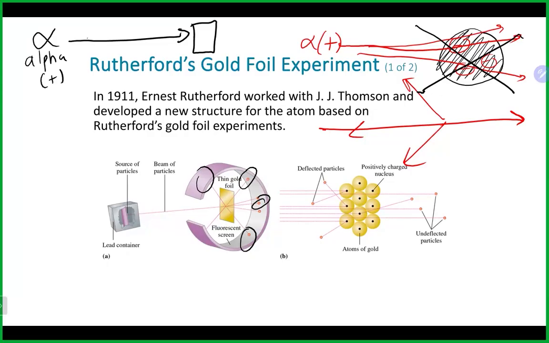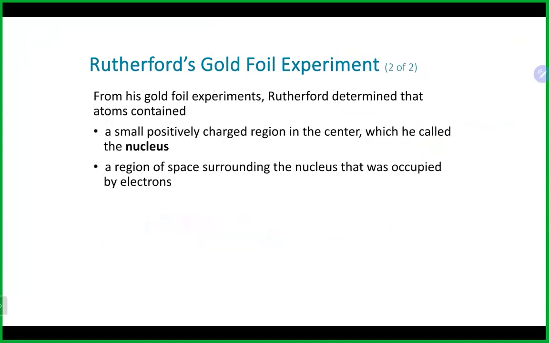And that's basically what they discovered from their experiment. They decided that the plum pudding model was really not correct. So they had to come up with this sort of new model of the atom. And basically what they said was the atom is mostly empty space. So Rutherford basically said mostly empty space.